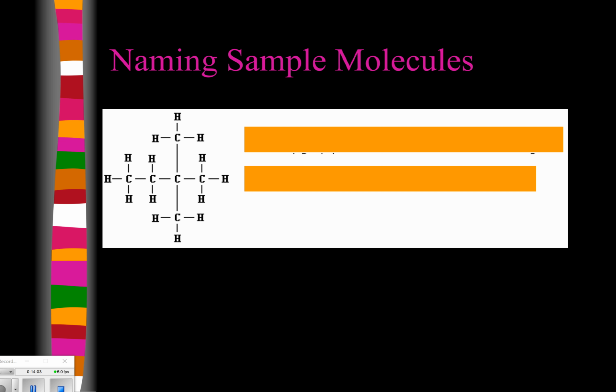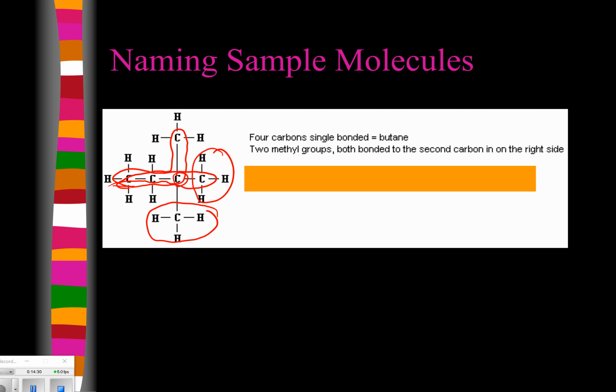Another example, having a couple different chains on here. Again, we could look at this as 1, 2, 3, 4, or we could just go straight across 1, 2, 3, 4. Either way, on this third carbon, we're going to have 2 single carbon alkyl groups, or methyl groups. So this would be 2 methyls attached to a 4-carbon chain, which would be butane. And they're both bonded to the second carbon on the right side.